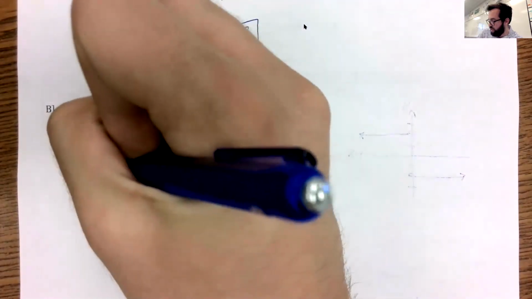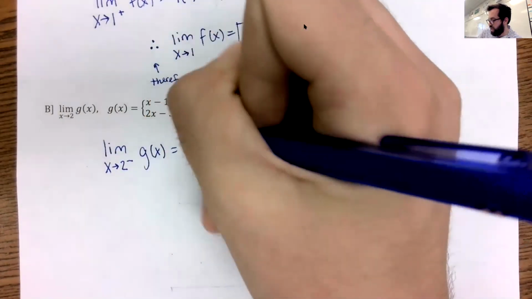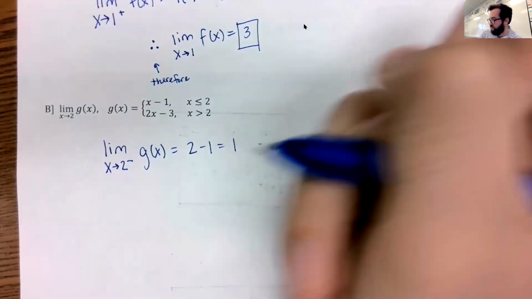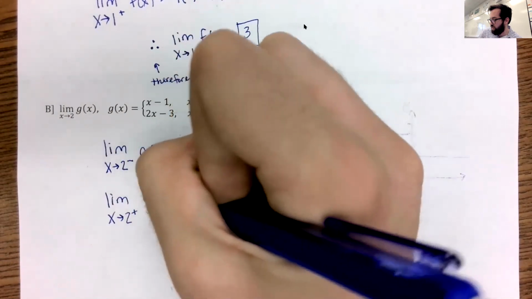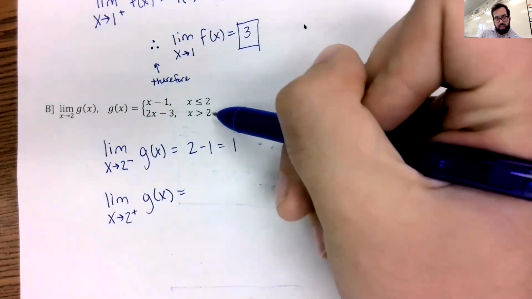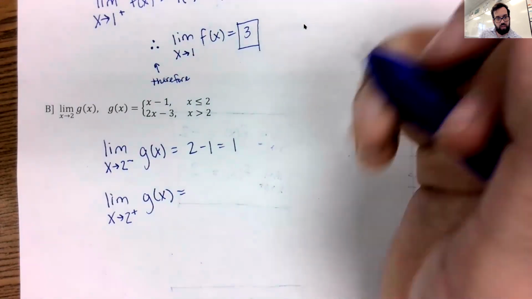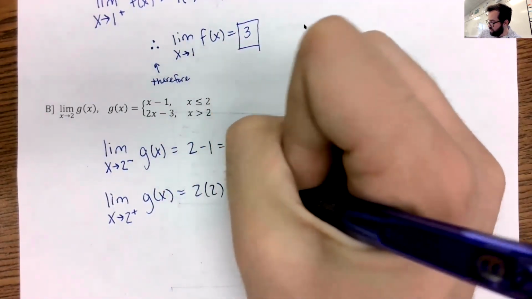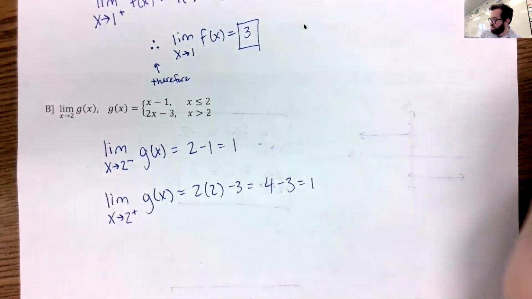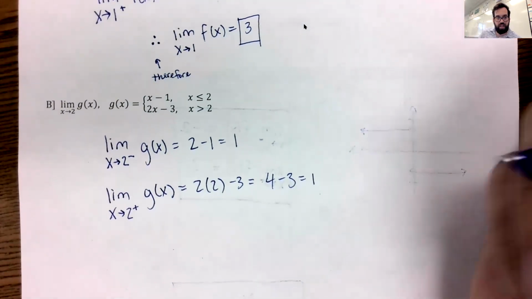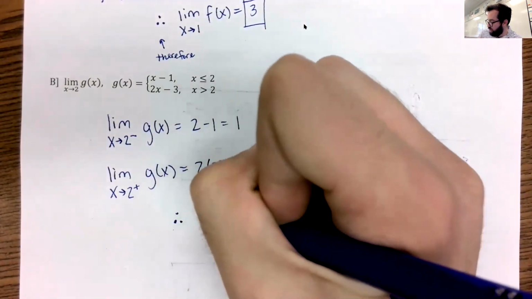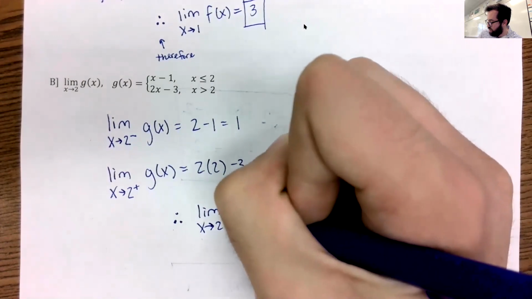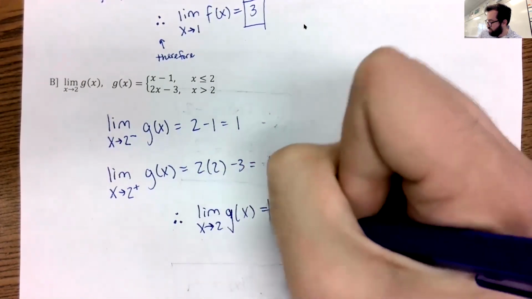So the limit as x approaches 2 from the left is going to use the top one. So we have 2 minus 1 and we get 1. The limit as x approaches 2 from the right is going to use the bottom one because that's when x is greater than 2. So we have 2 times 2 minus 3, or 4 minus 3, which is 1 again. So since the left side limit and the right side limit were both equal to 1, therefore the overall limit as x approaches 2 of g of x equals 1.